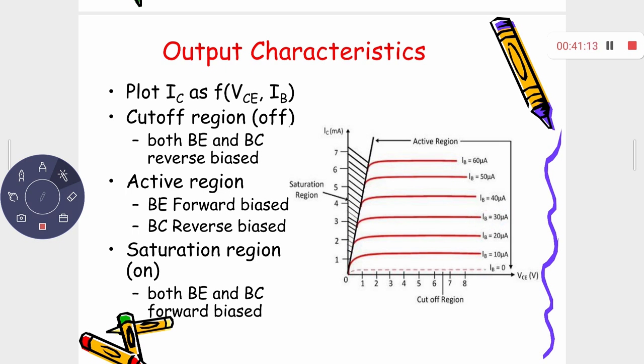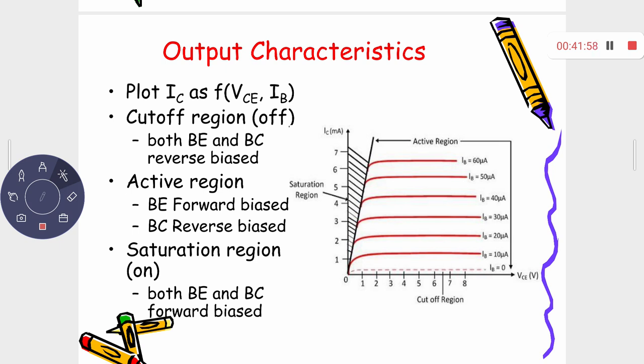Whenever I change this IB, how can I change it? Just by tuning the value of the bias voltage VBB. So I have made the bias voltage such that IB is increased to 20 microampere, and at that point your collector current is 3 milliampere. If it is 40 microampere, 4 milliampere; 50 microampere, 5 milliampere. That gives a very good relationship: if I change IB by some equal amount, the collector current also changes by a proportionate amount.